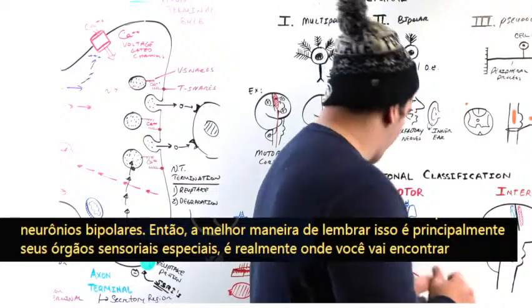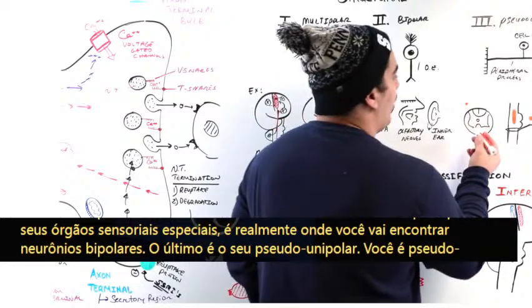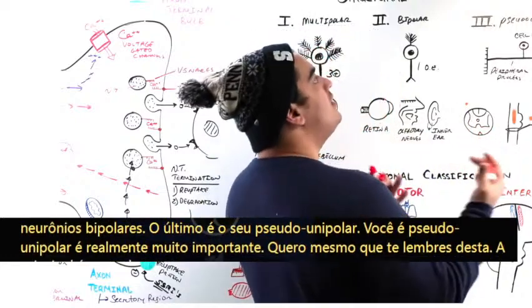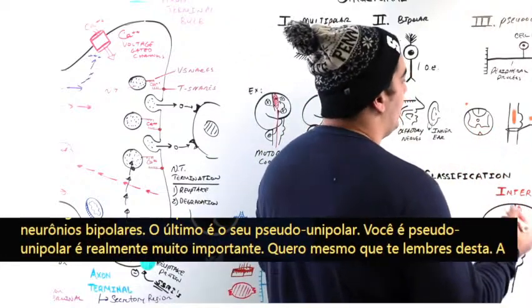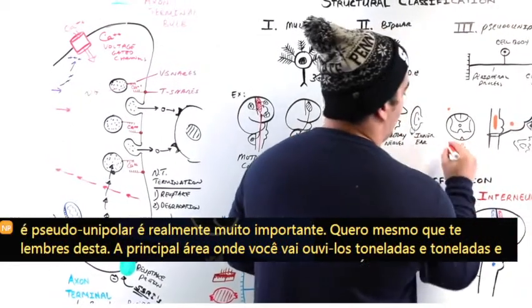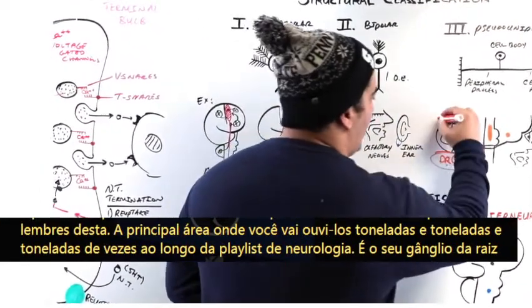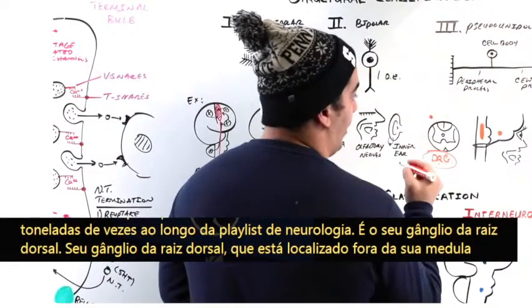The last one is your pseudounipolar. Your pseudounipolar is actually very important. I really want you to remember this one. The main area where you're going to hear about them tons and tons of times throughout the neurology playlist is your dorsal root ganglion. Your dorsal root ganglion, which is located outside of your spinal cord. So here is going to be what's called the cell body, that part there.